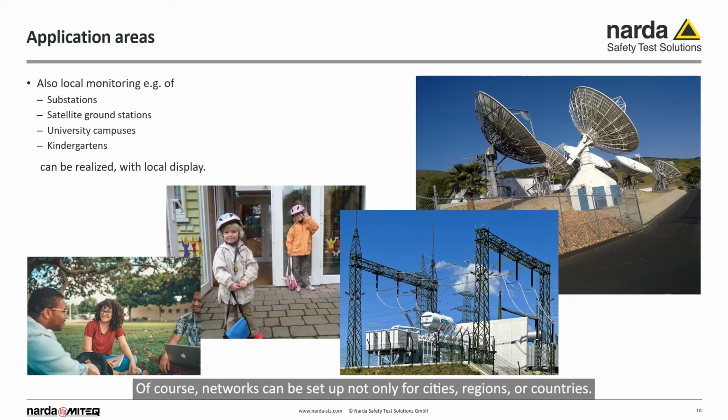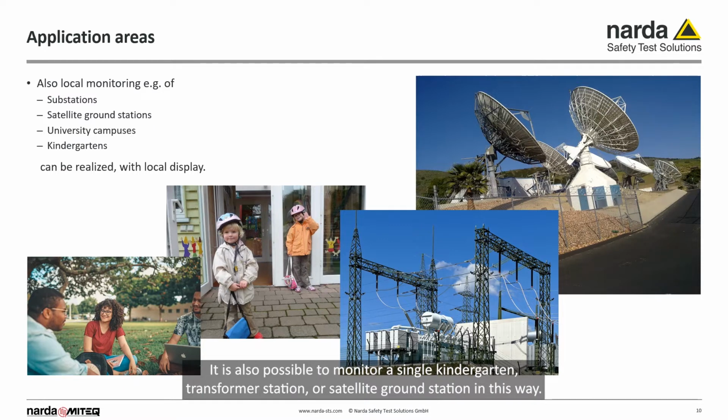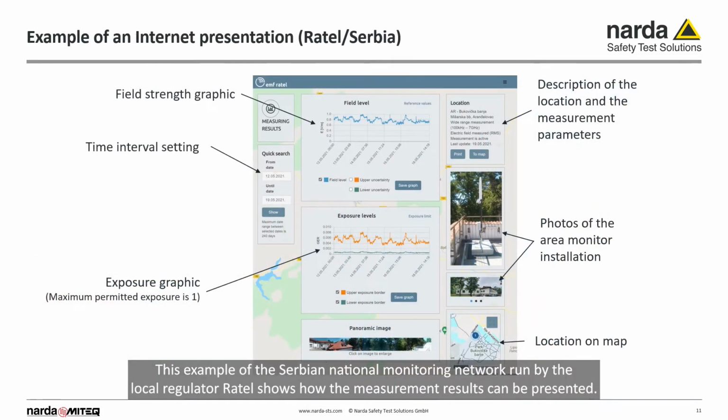Of course, networks can be set up not only for cities, regions or countries. It is also possible to monitor a single kindergarten, transformer station or satellite ground station in this way. This example of the Serbian National Monitoring Network, run by the local regulator RATEL, shows how the measurement results can be presented.